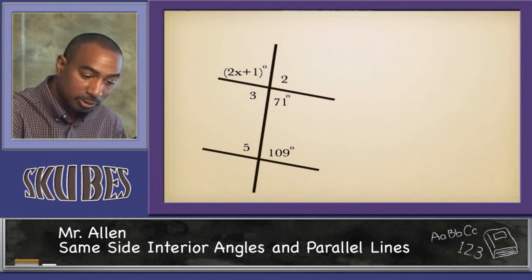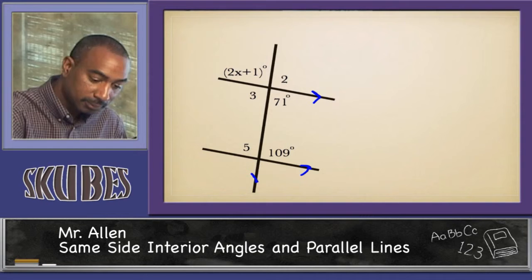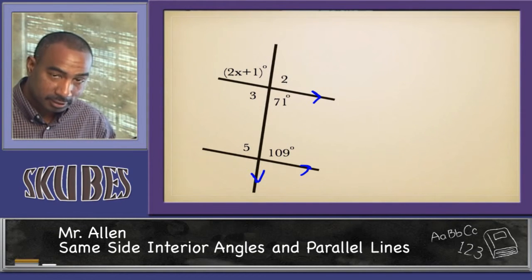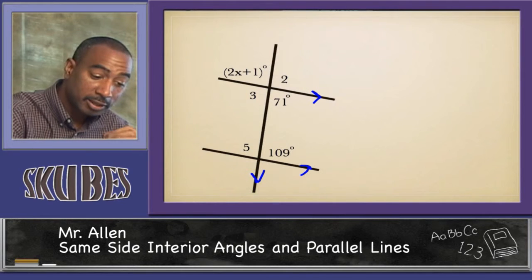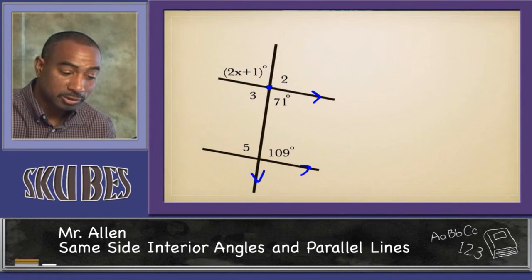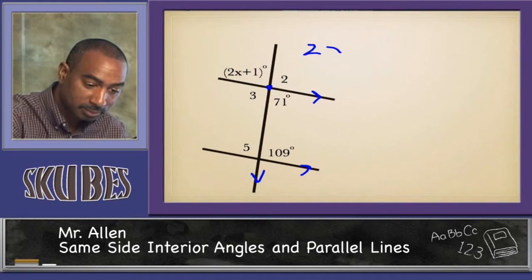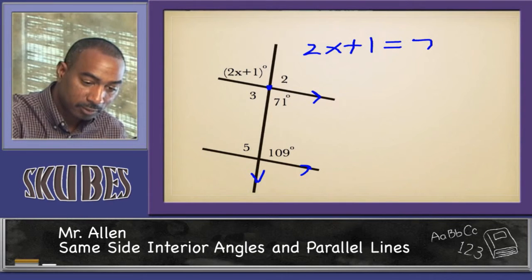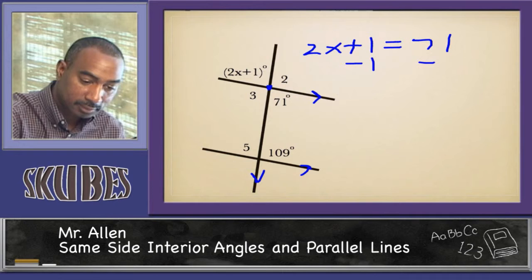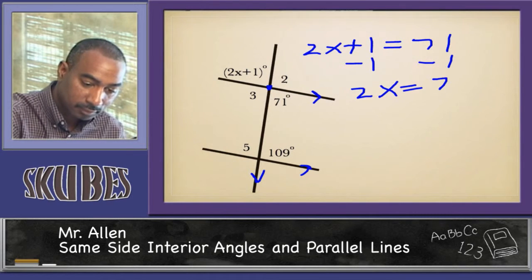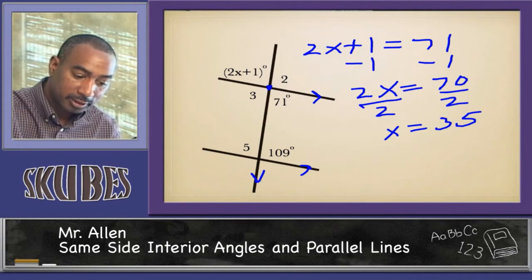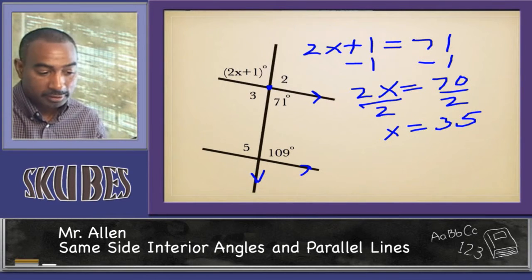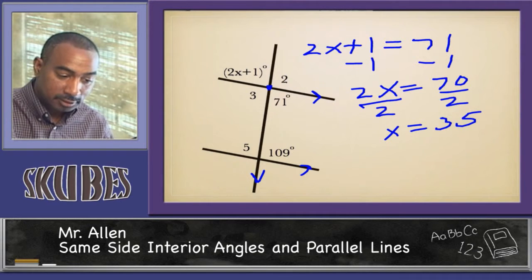Alright, here's another situation where we have two parallel lines and a transversal. And we want to know the value of x as well as the measure of angle 2, 3, and 5. Well, to find the value of x, we know that this is a situation of vertical angles. So I can say 2x plus 1 equals 71. And when I solve that, I get that x is 35. And notice that 71 degrees and 109 add up to 180 because it has to satisfy the definition of same side interior angles.